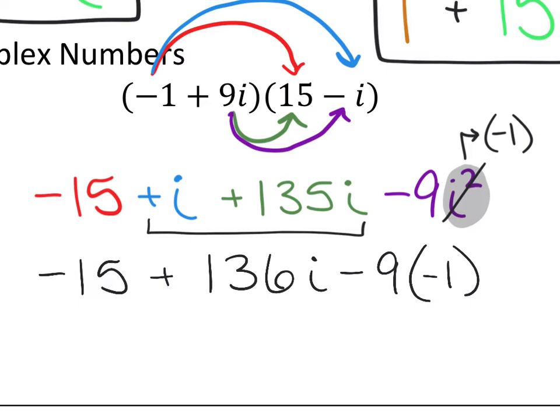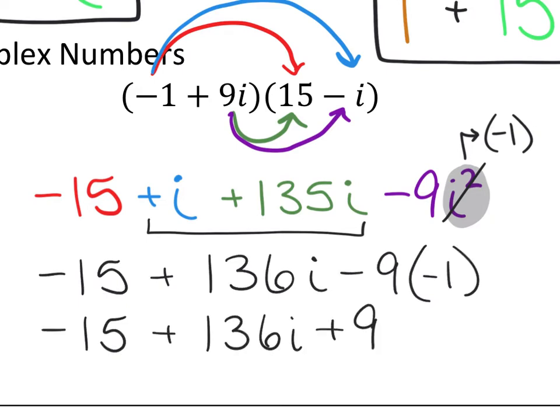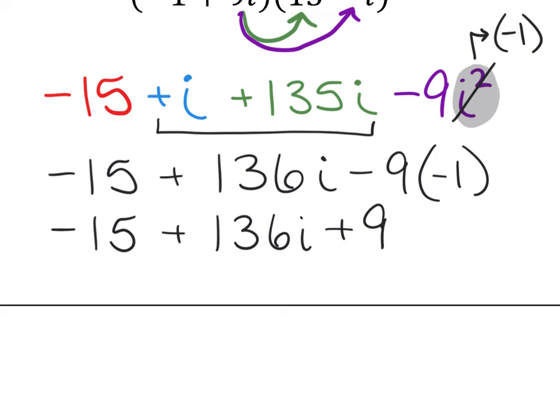Well, isn't it just numbers now? What's negative 9 times negative 1? Positive 9. So really, this equation is like saying negative 15 plus 136I plus 9. Because negative 9 times negative 1 is positive 9. Last step. What do you notice here? With this number, negative 15, and this number, 9. They're like terms. Those are real numbers, right? They're not imaginary. They don't have an I anymore. I can add those together.